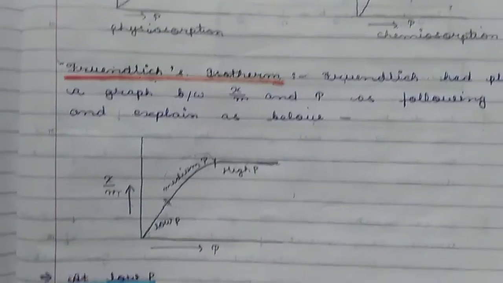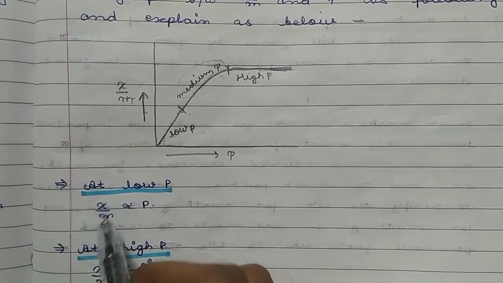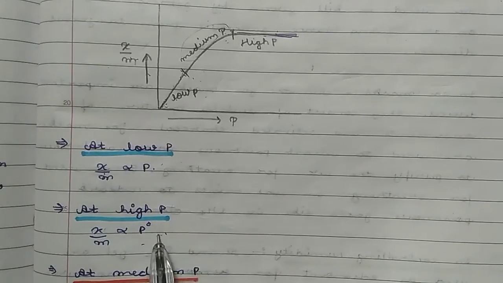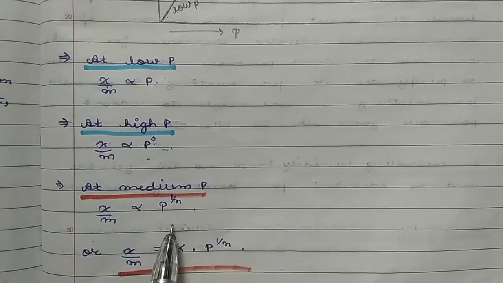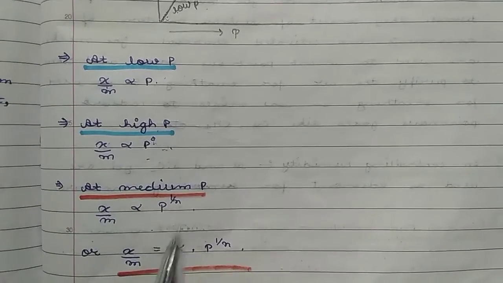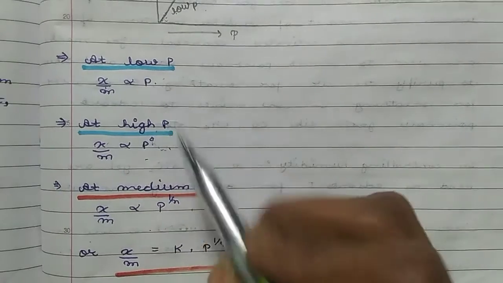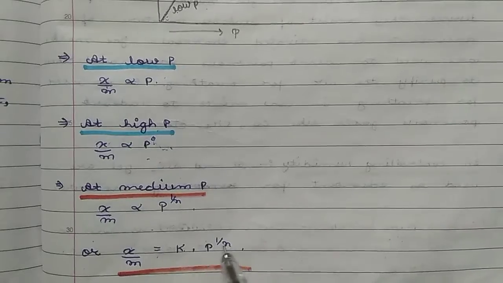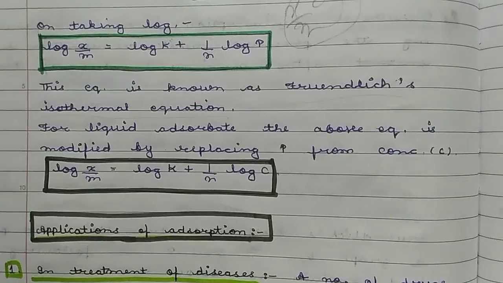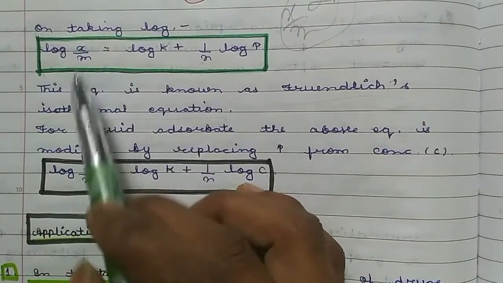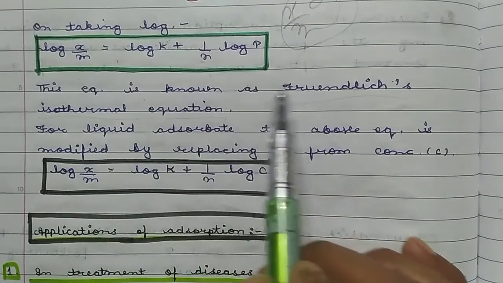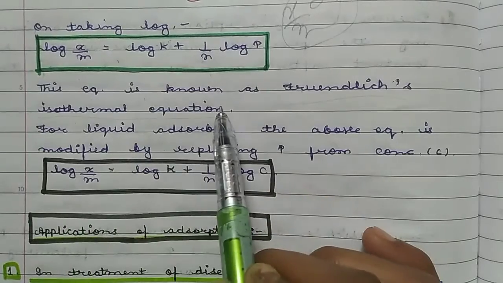Okay, so at low pressure x upon m is directly proportional to p. At high pressure, x upon m is directly proportional to p to the power 0. At medium pressure, x upon m is directly proportional to p to the power 1 upon n, which means between 0 and 1. Or we can say x upon m is equal to k into p to the power 1 upon n. By taking the log, log x upon m is equal to log k plus 1 upon n log p. This is the Freundlich isotherm equation.